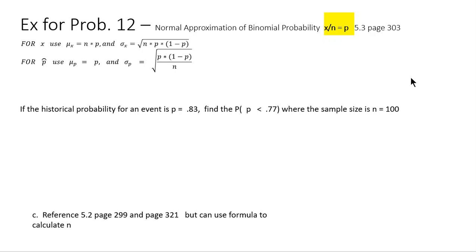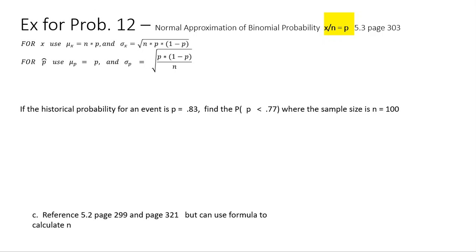I'd like to take a look at problem 12 from topic 3, a normal approximation of a binomial probability. A probability is always x, the number of ways you can get the event, over the total possible ways. Section 5.3 discusses this in a little bit more detail. There are a couple of formulas, and they're found on page 332 as well; I have listed them here.